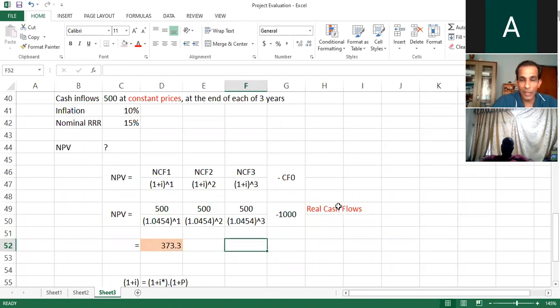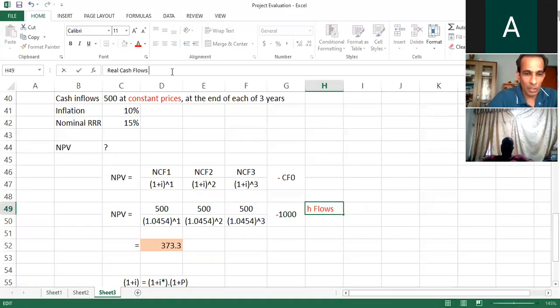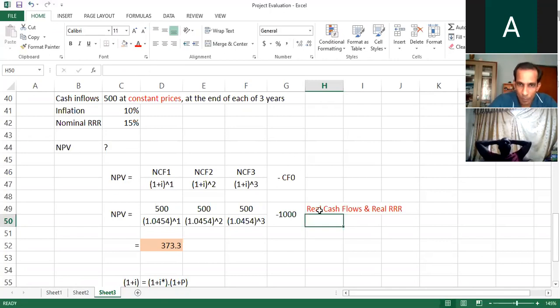Okay. And what is the method we use here? We use real cash flows and real required rate of return, right? So this is the method we use here. Is that clear?